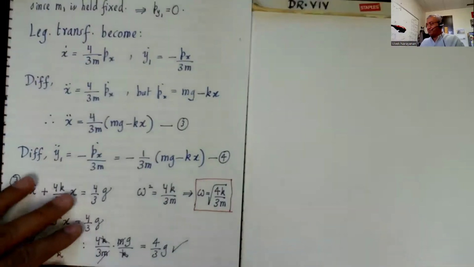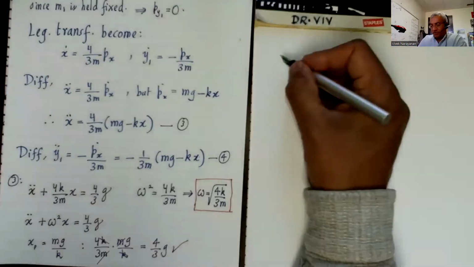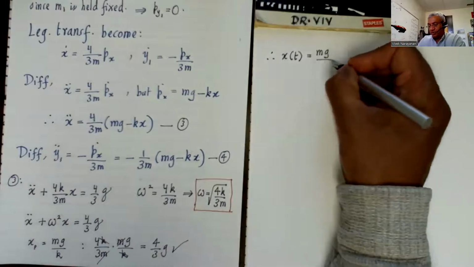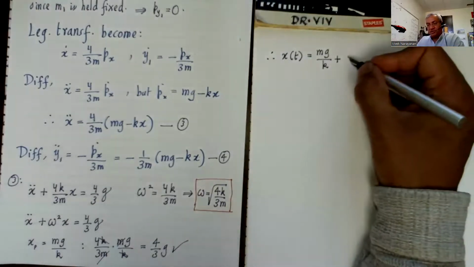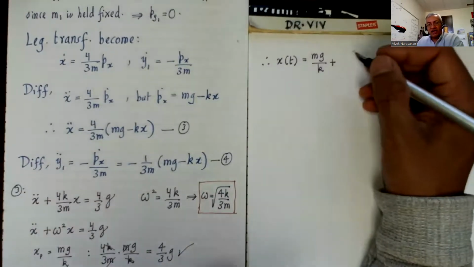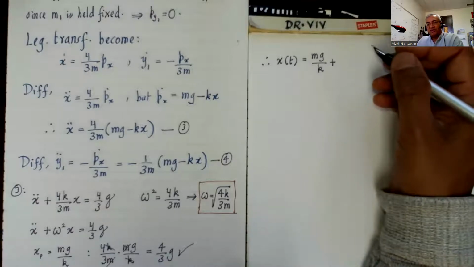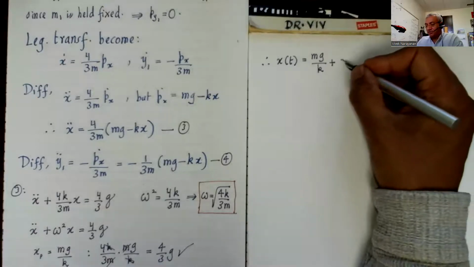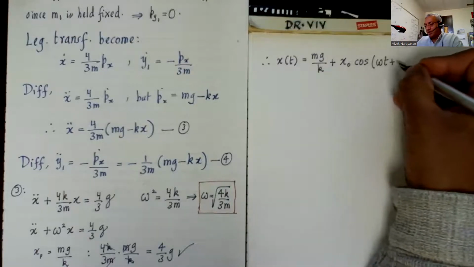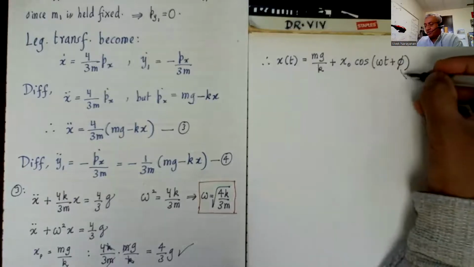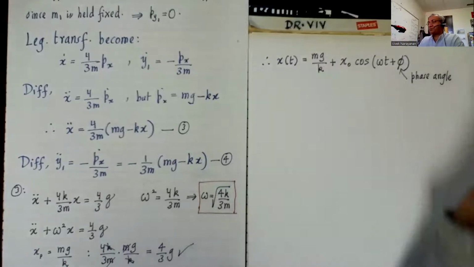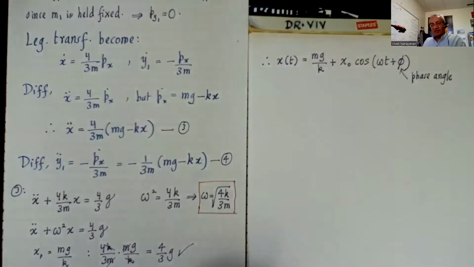Okay, so we'll write the general solution down. Therefore, x of t is the particular solution, mg upon k, plus normally the general solution for a simple harmonic oscillation, which is cosine omega t plus some phase phi. So we'll call it some initial x naught cosine of omega t plus phi. This initial phase phi needs to be determined, sometimes called the phase angle.